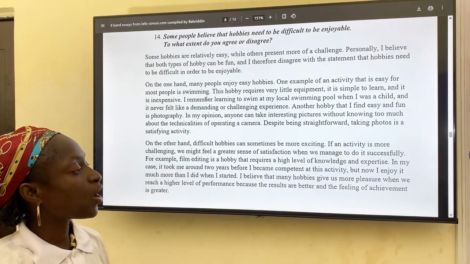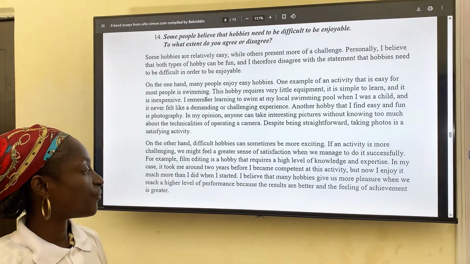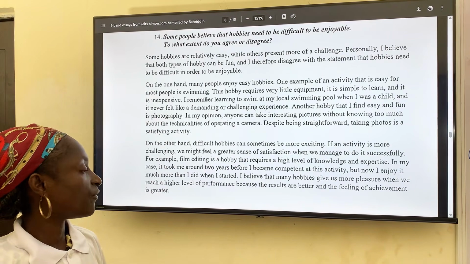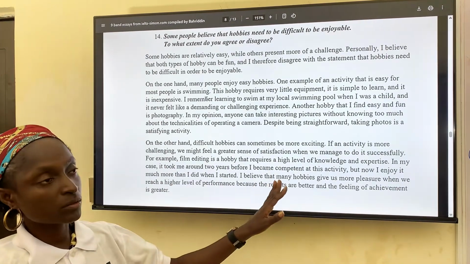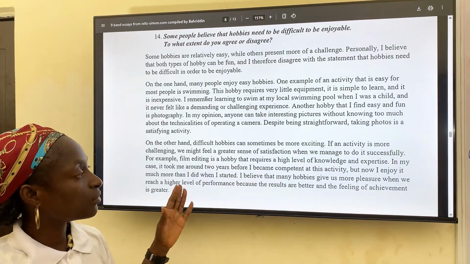I believe that many hobbies give us more pleasure when we reach a higher level of performance because the results are better and the feeling of achievement is greater. So this is the second main point.